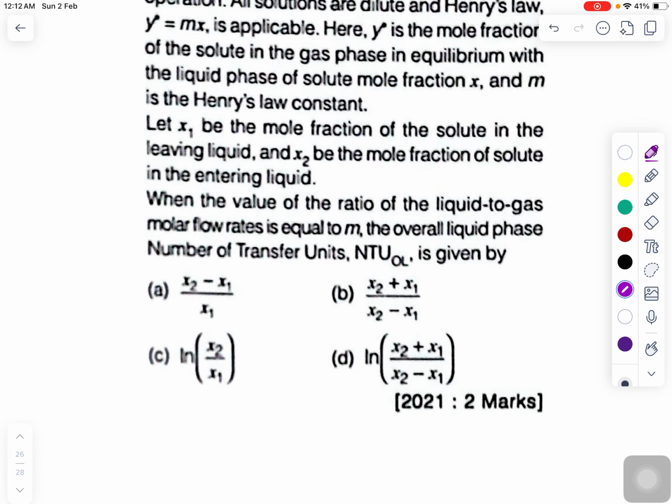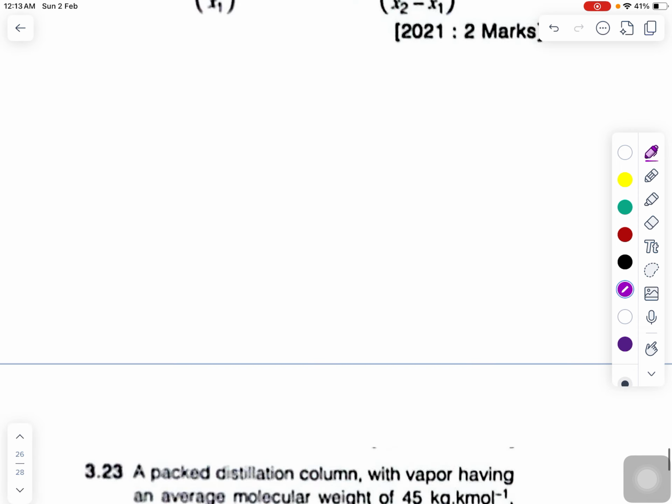So let x1 be the mole fraction of the solute in the leaving liquid, and x2 is the mole fraction of solute in the entering liquid. So just try to understand one thing. This is a very different thing.